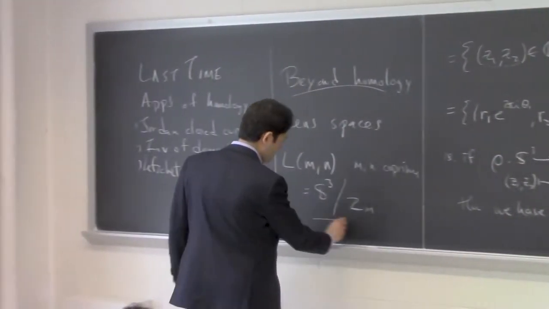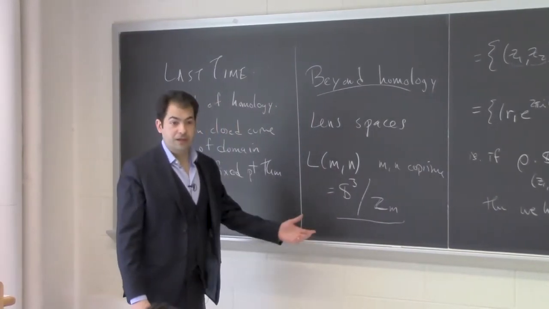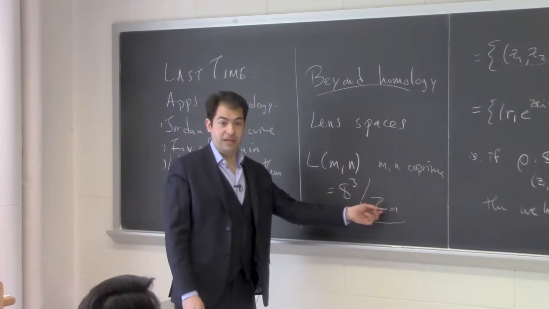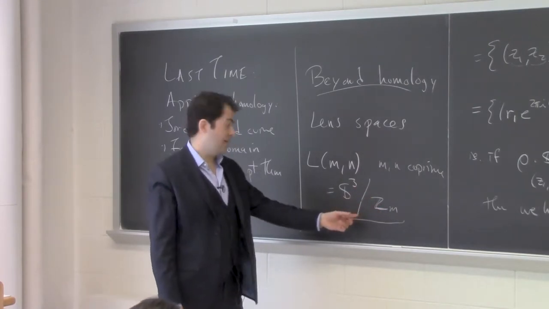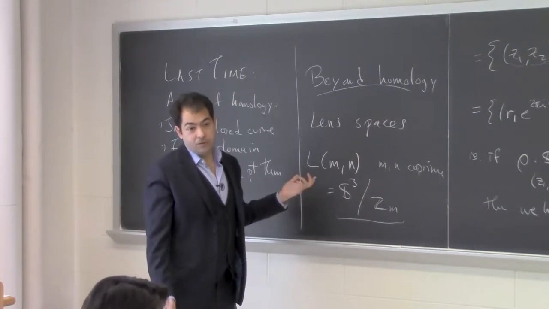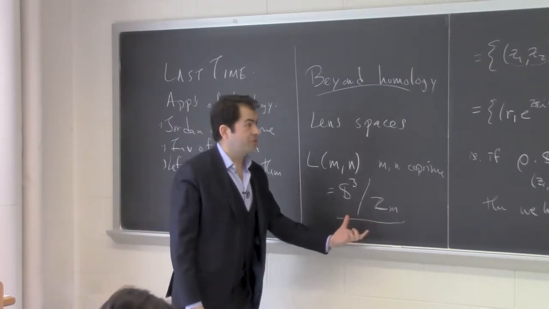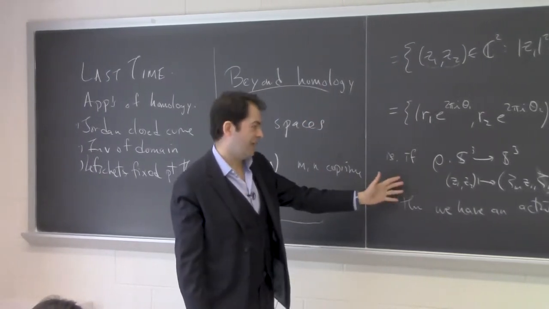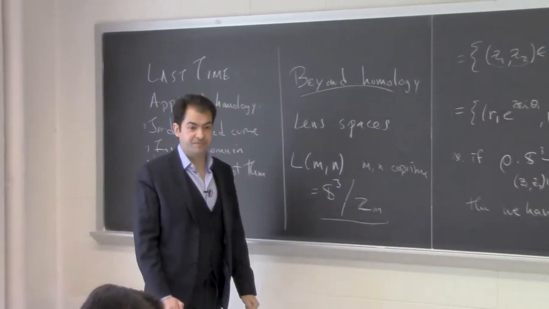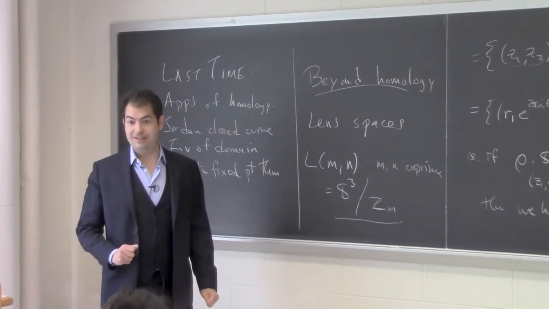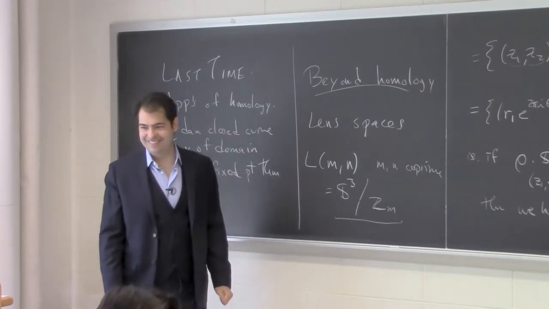This is sloppy notation, although it's always used. Indeed, there are many different free actions of Cm on S3, and this doesn't tell you which one it is. So this is sloppy notation. This is what we actually are studying: it's this action of Cm. So did we get your questions? Okay.